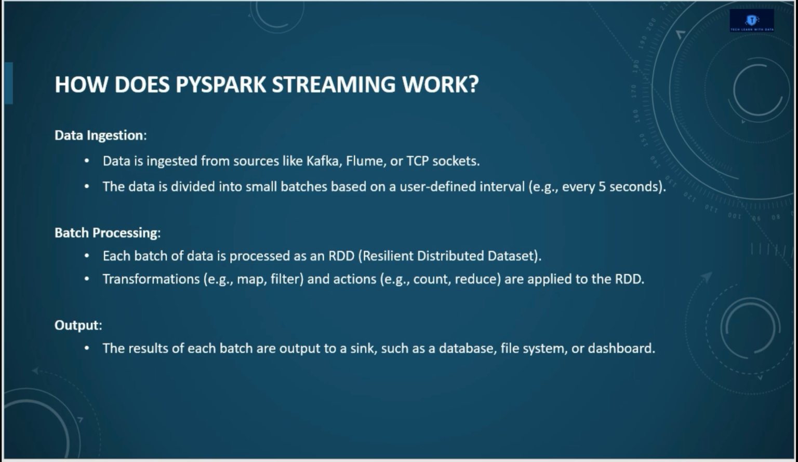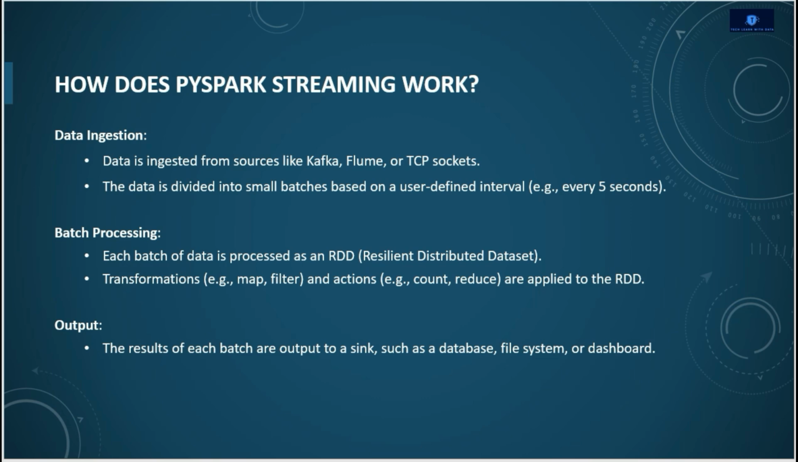So how does PySpark streaming work? First one is data ingestion. Okay, data is ingested from sources like Kafka, Flume, or TCP socket, and the data is divided into very small batches based on a user-defined interval, for example every 5 seconds, 2 seconds, or 10 seconds, whatever you define, and it will update the data accordingly.